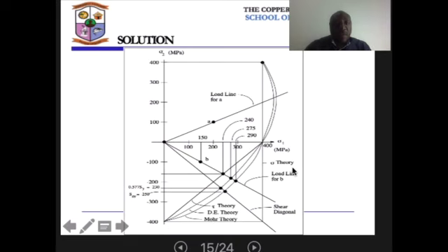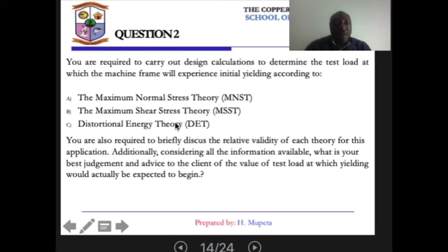However, for the maximum normal stress theory, we'll consider the upper part of this graph. So we are going to consider this graph. So how do we handle this question now? We are going to begin with the solution to question A, where we need to use the maximum normal stress theory to carry out the design calculation to determine the test load at which the machine frame will fail.